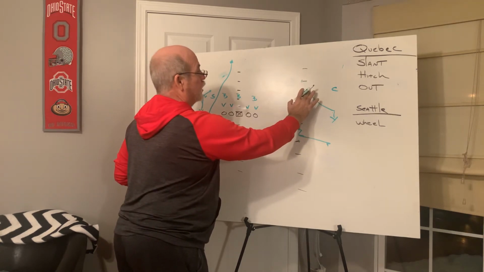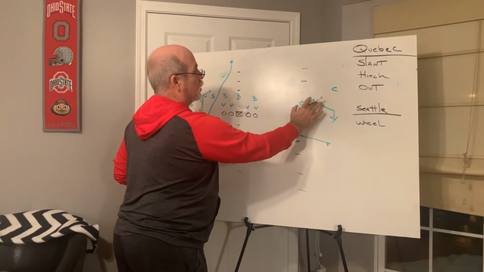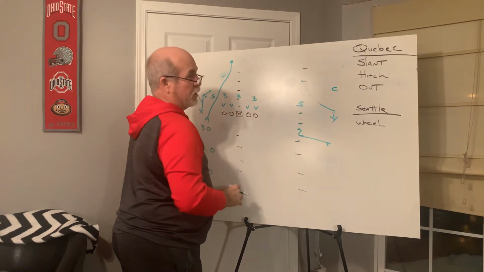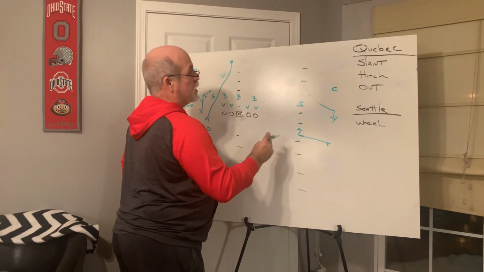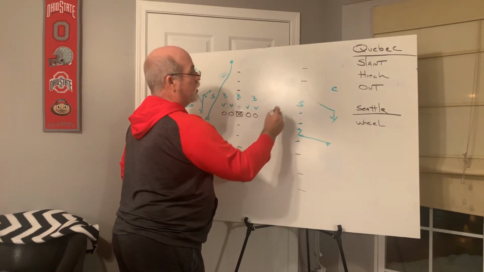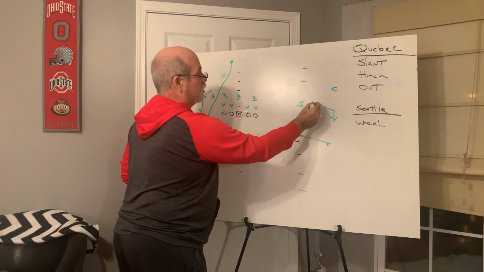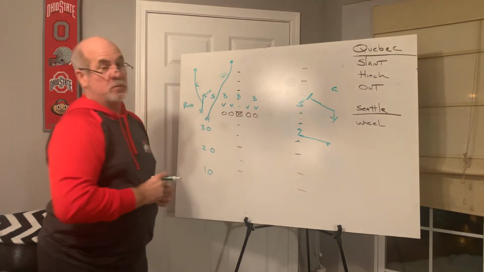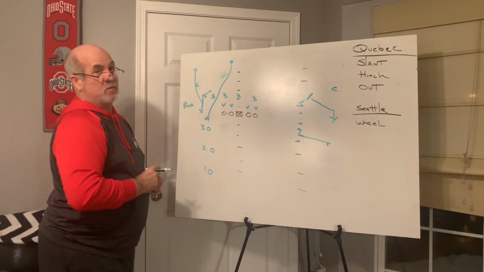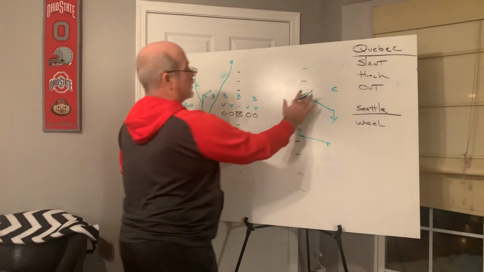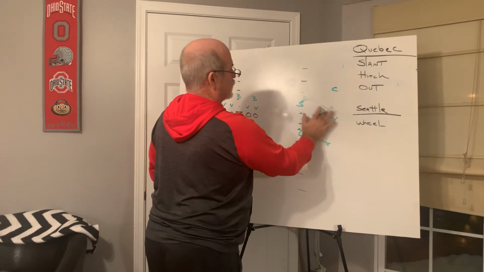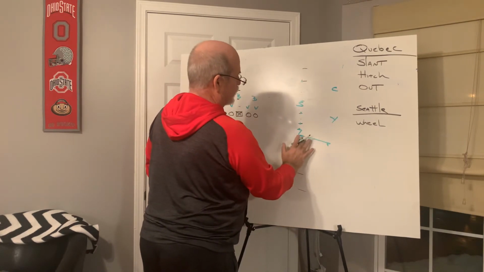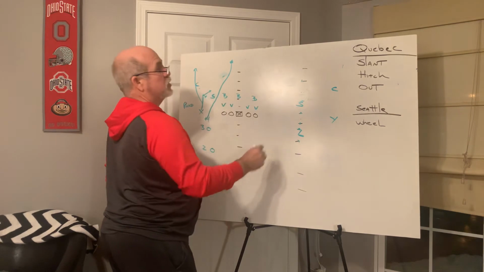If for some reason it's not man, or maybe they're switching some type of a combination there and this safety drops to cover the slant, you block the slant and we throw the now screen. Same combination of routes now with different receivers.